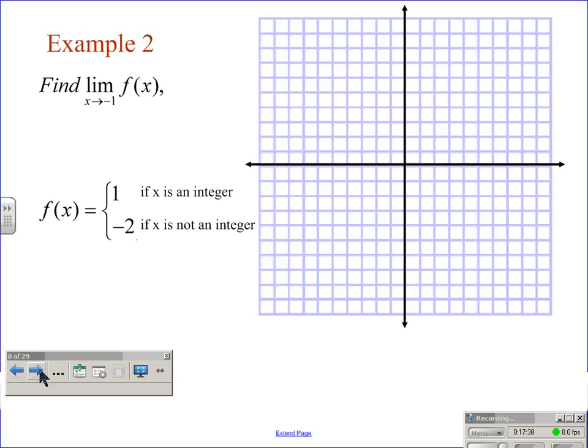So let's scale our graph here. Let's say that's 1, 2, 3, 4, and 1, 2, 3. And let's do the same thing on the y-axis. Okay, now that we have that, we're going to produce a 1 when x is an integer. So x is going to be an integer here, and we're going to get the point. So when x is 1, y is 1. When x is 2, y is 1. When x is 3, y or f of x is going to be 1, and so on. So when we have integer values, this is what we're going to get.